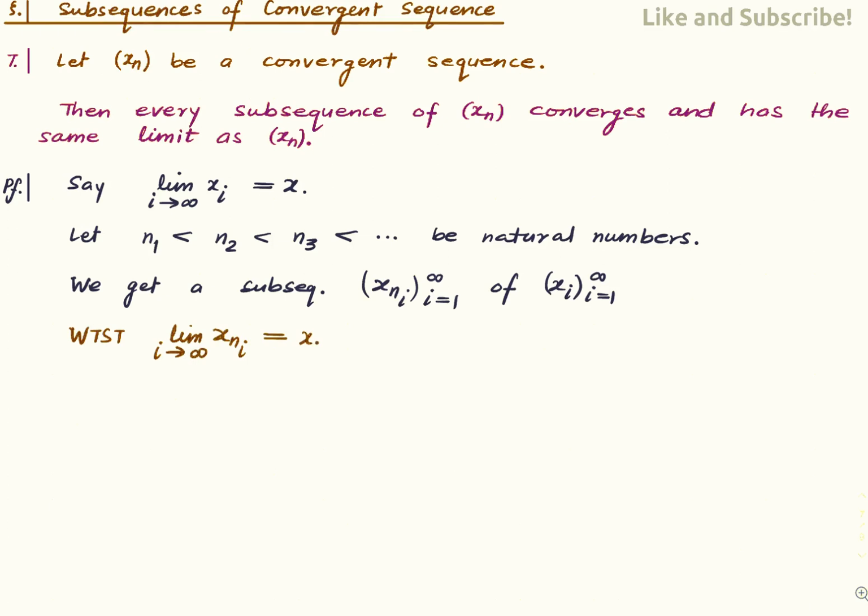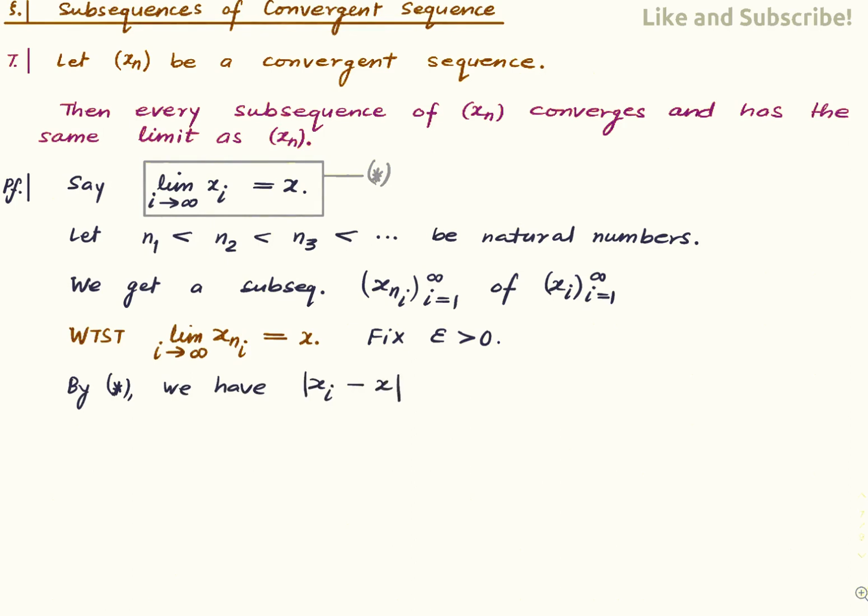But to do this, fix epsilon greater than 0. And now by this fact, again call it star. By star, we have this is less than epsilon ultimately. Okay, we have that. But therefore, this also happens ultimately.